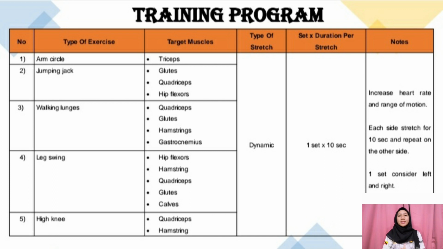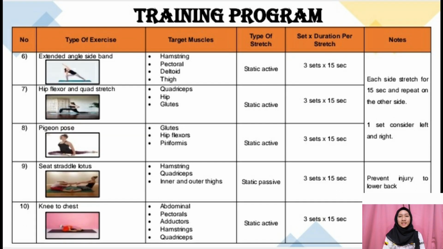These are the exercises that they can do to improve their flexibility. Before starting the exercise, they will do dynamic stretching such as arm circle, jumping lunges, walking lunges, leg swing and high knee for 1 set and 10 seconds for each stretch. Then we will proceed with the flexibility exercise such as extended angle side bend, hip flexor quad stretch, and pigeon pose for 3 sets and 15 seconds each stretch. 1 set is considered left and right.